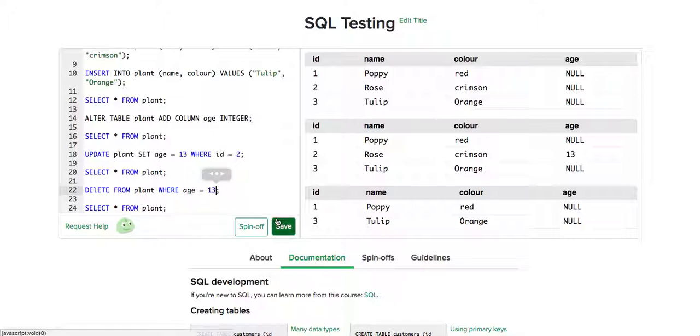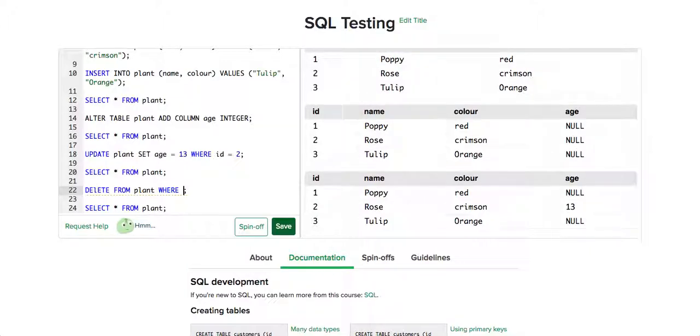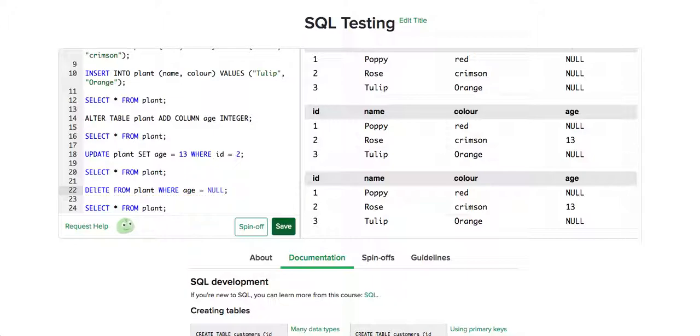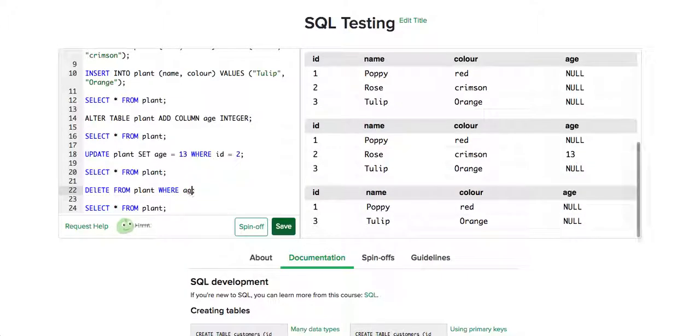We can also do stuff like ID equals 2, and we'll delete the same thing, ID equals 3, ID equals 1, whatever you want to do. You can delete multiple things if you say, for example, we say where age equals null. Should delete both of them. Actually, you can't use null as a modifier because null means nothing.